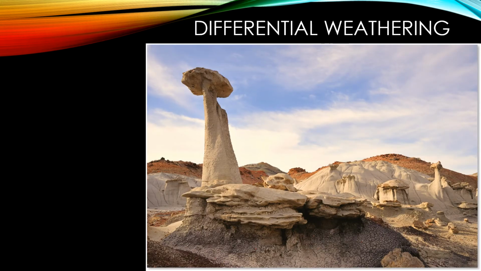So this is a really good example of differential weathering here. I don't recall where exactly this is, but you can see the tops of a lot of these structures are much larger than lower down in the structures, and that's because that layer of rock is more resistant to weathering than the lower layer of rock. And it results in these pretty crazy structures.